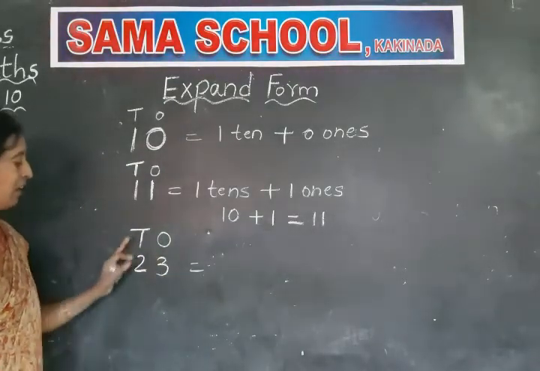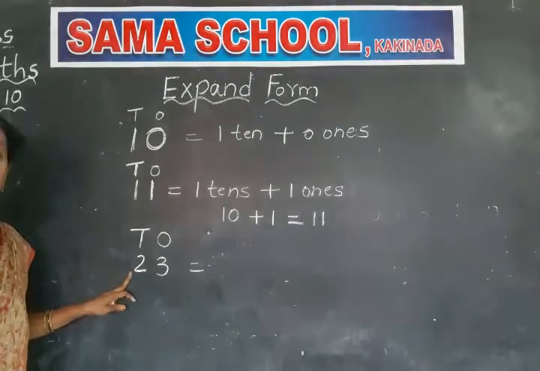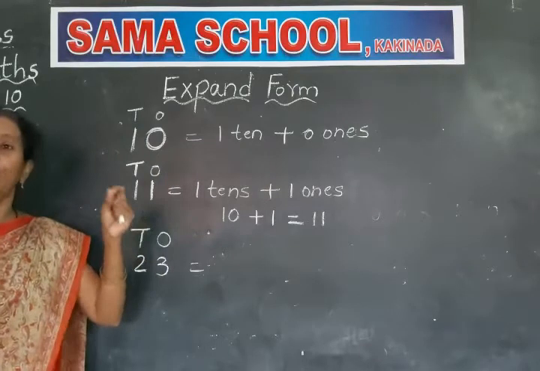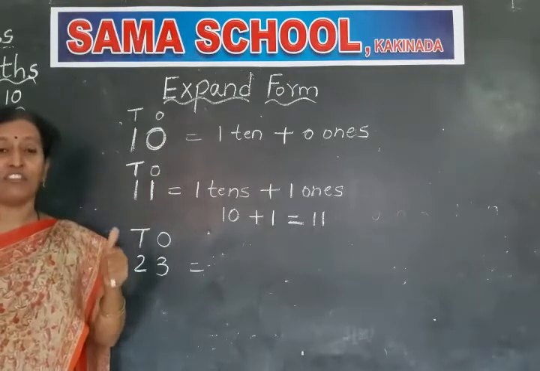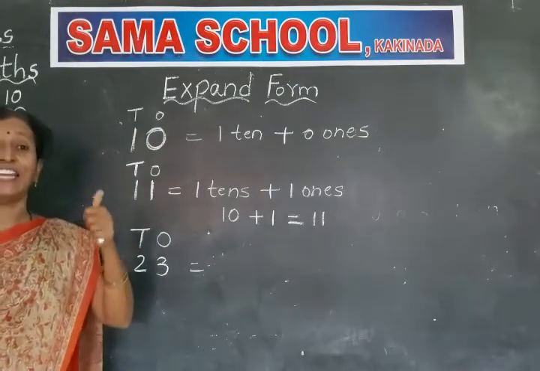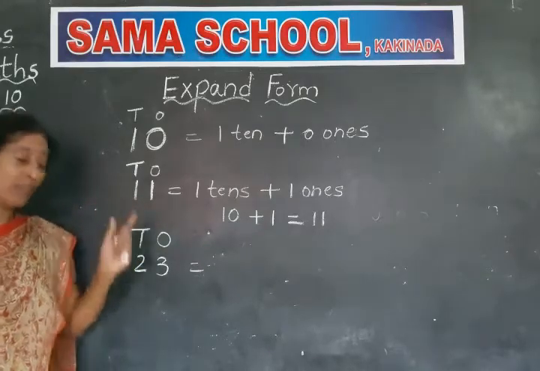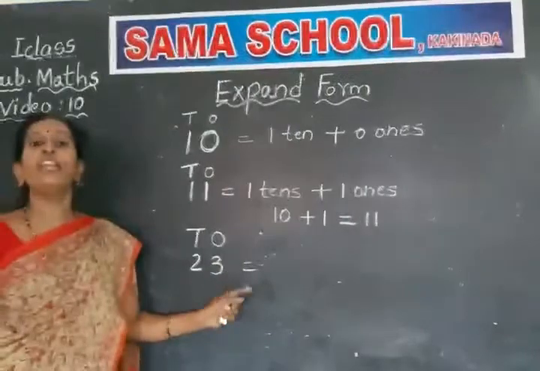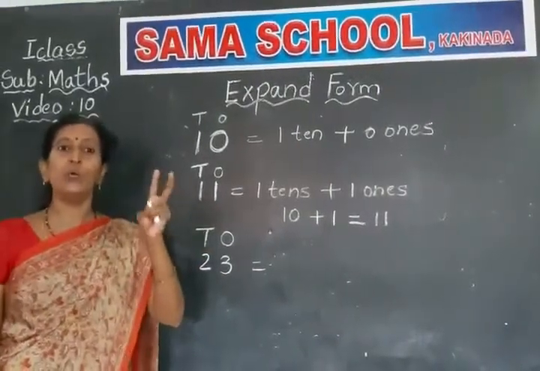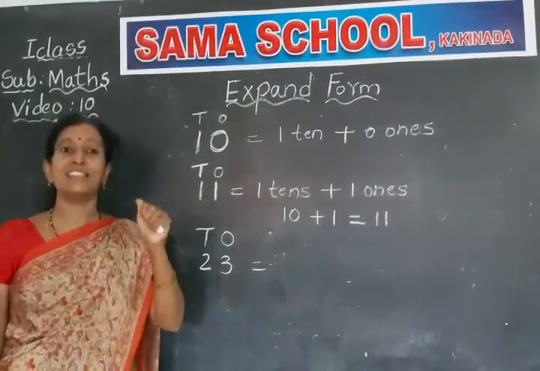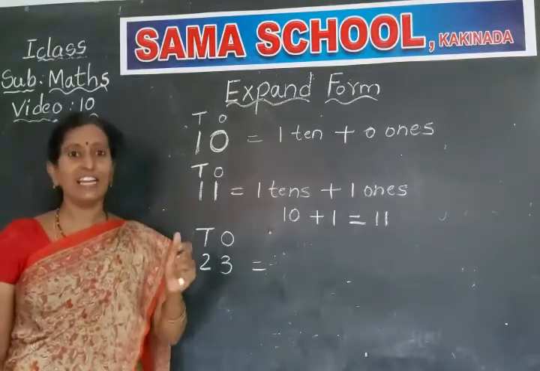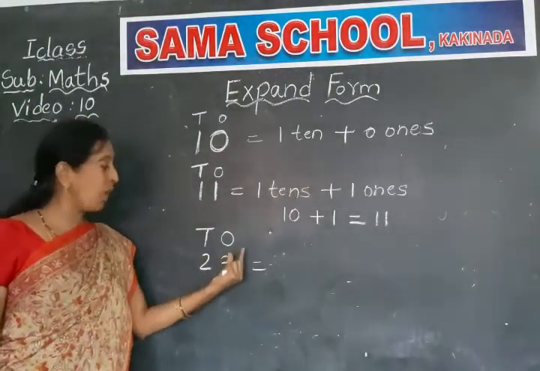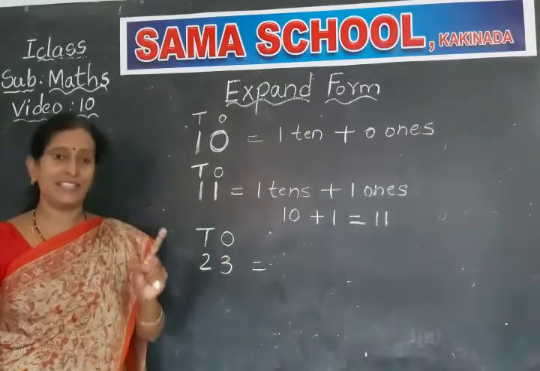Now say here, what 2 means, how many tens here? In the tens place you count as tens. 10, 20, 30, 40, 50, 60, 70, 80, 90. Like that you count as tens. In the ones place you count only ones. 1, 2, 3, 4, 5, 6, 7, 8, 9. Like that you count. In tens place you count as tens, and the ones place you count as ones.